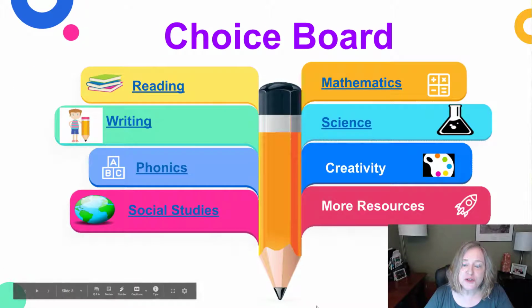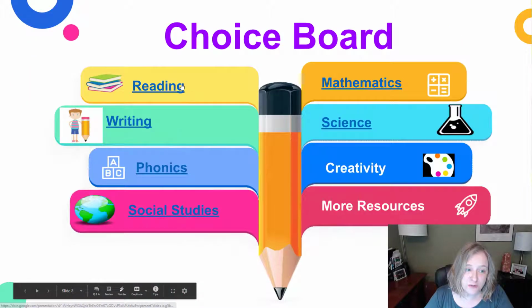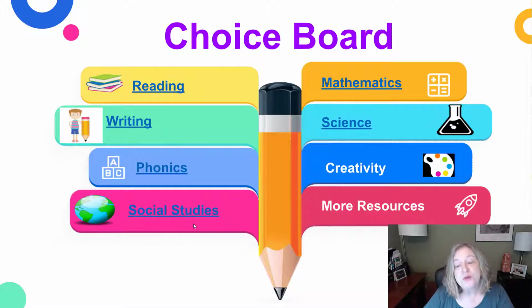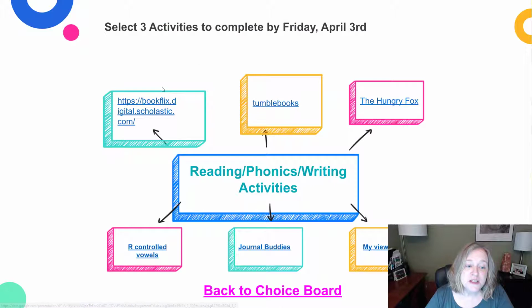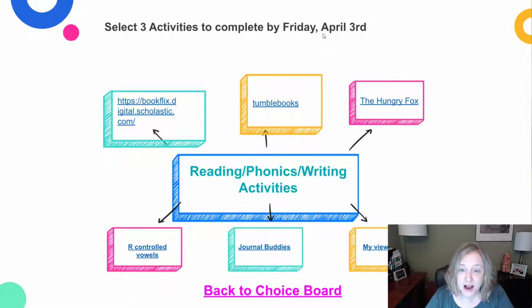When you go to the choice board on this particular HyperSlide, you'll see that here are the subjects. And remember, the directions said that the students had to complete 3 from every subject. So that means 3 on the reading page, 3 on the writing page, and so forth. The way this is organized is if I click on reading, this is going to take me to some activities, and I have to complete 3 of these activities by Friday. And you'll see the activities are linked here.